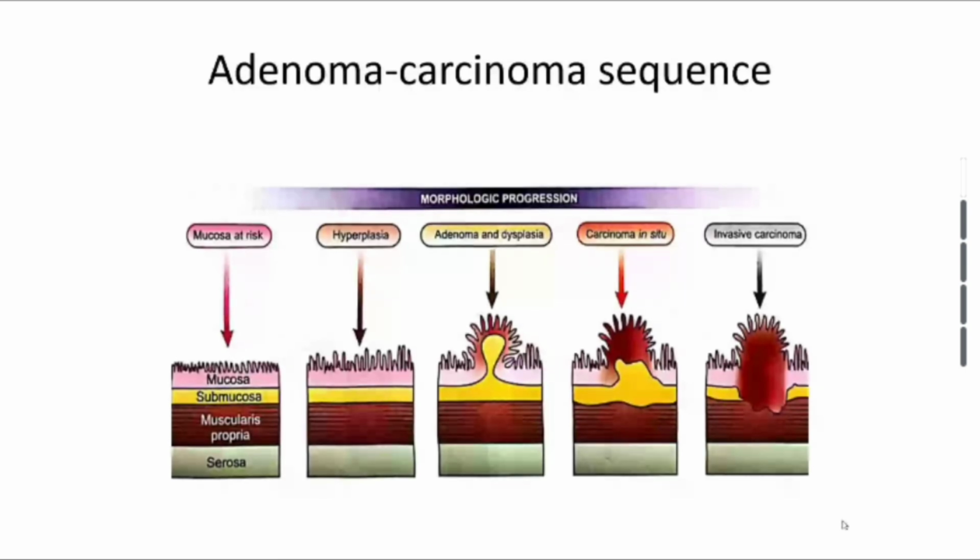So of course you can see this. There's what you call the adenoma-carcinoma sequence. That is why most adenomas, if you find them in the colon, you're supposed to remove them. You're supposed to excise it completely because there is that risk of it progressing.